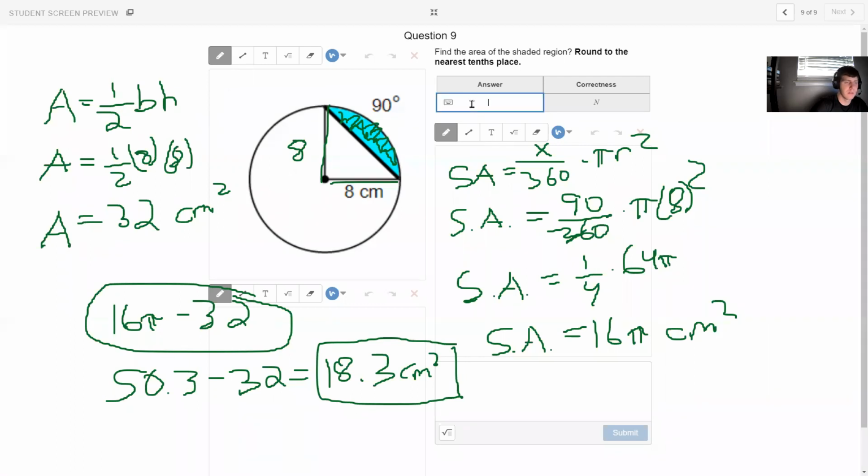Put in 18.3. Okay, and if you can do everything on here, you should be able to easily ace the test.